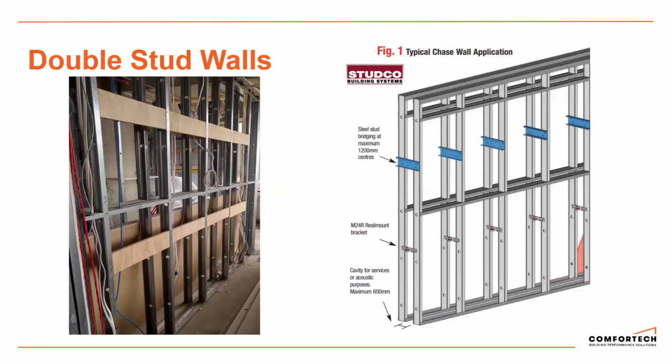Double stud walls are brilliant acoustically. They're very good structurally because you can put noggin track into them. Great for hiding services in apartments. They are really good acoustically. The downside to them is obviously it's a larger footprint.